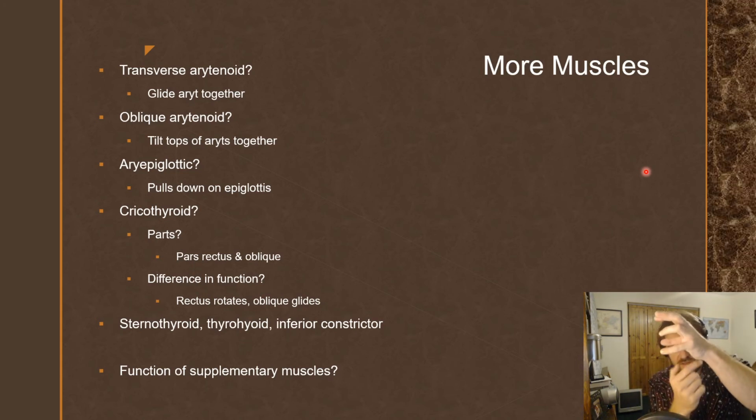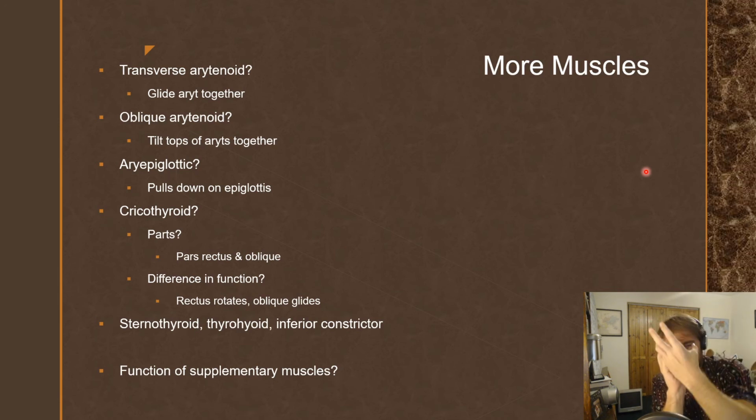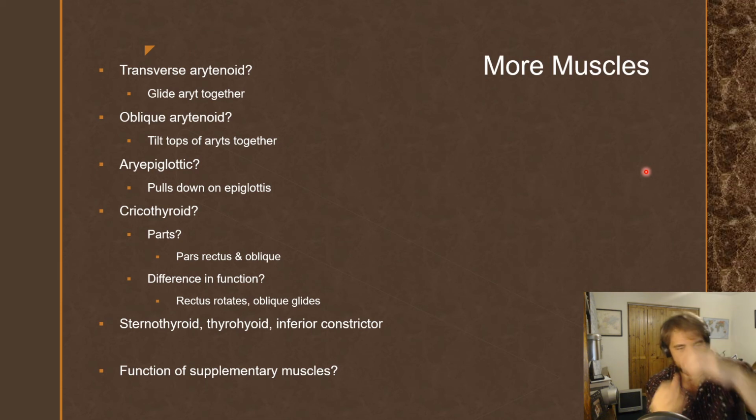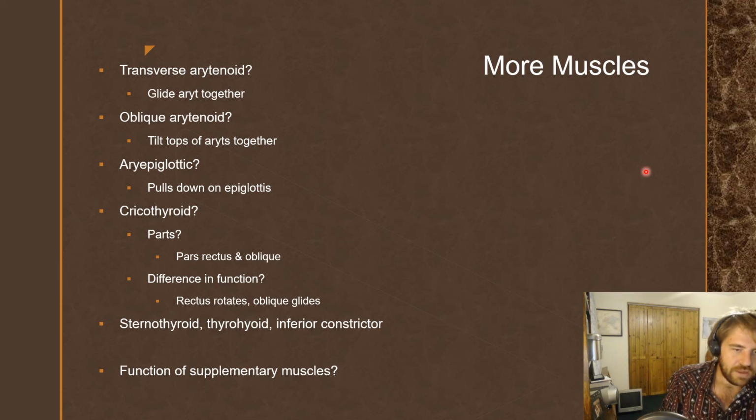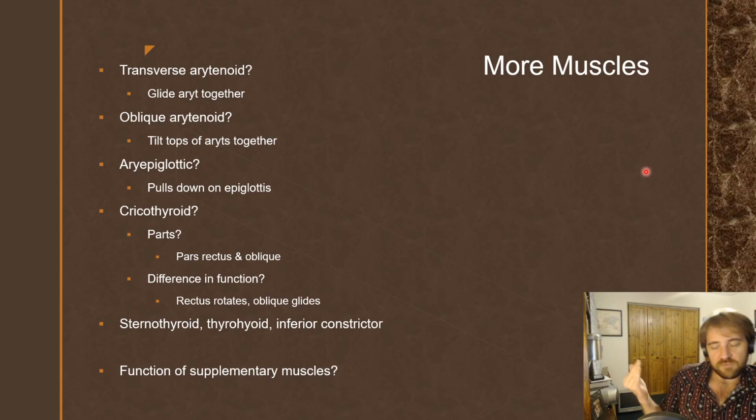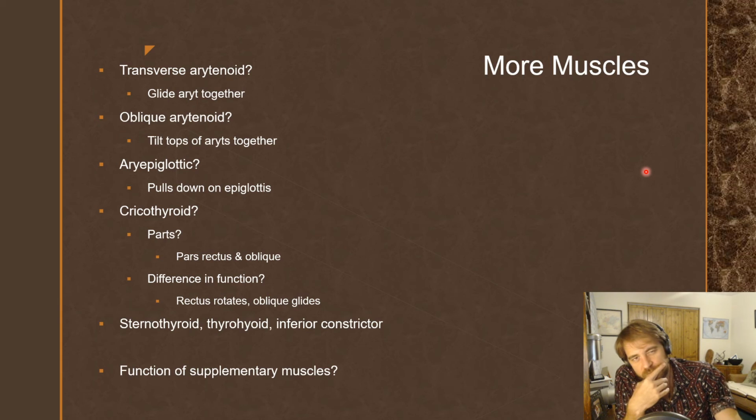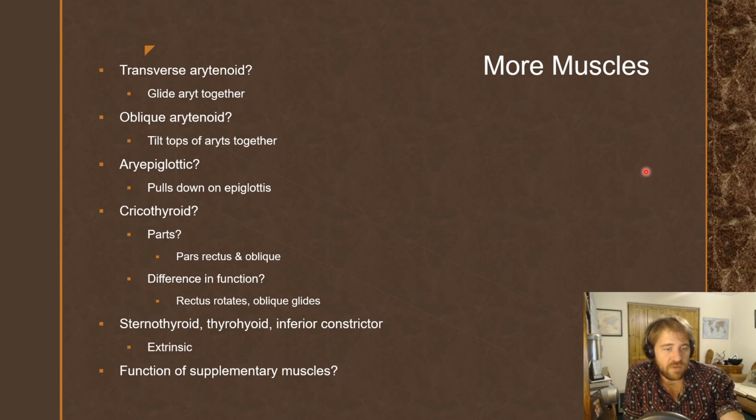Rectus, again, is kind of like the abs. If you think about this like having abs, rectus is going to be right here. It's going to rotate. And oblique is on the sides. It's going to glide. All right. What are the sternothyroid, thyrohyoid, and inferior constrictor? You remember those? They're muscles, obviously. But what kind? They're extrinsic muscles. So if I ask you which ones are these, they're extrinsic muscles.